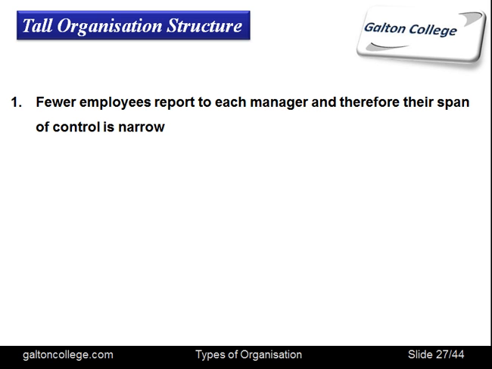Now the tall organization, well, fewer employees report to each manager and therefore their span of control is narrow, which means the manager is able to make better decisions, get to know the workers better, and get involved with the detailed work more so than in the flat case we talked about earlier.